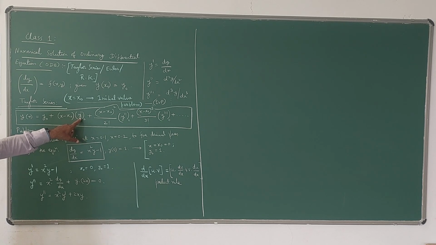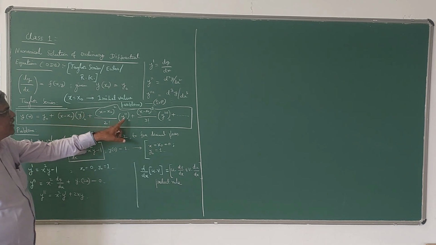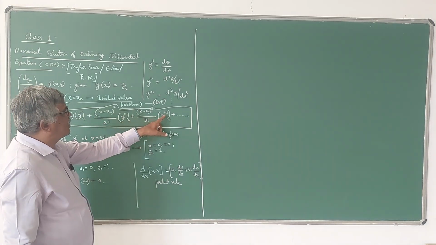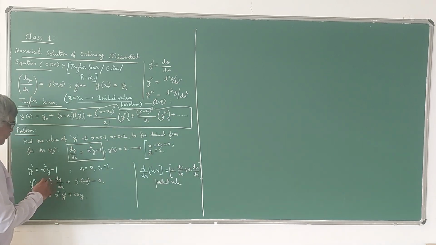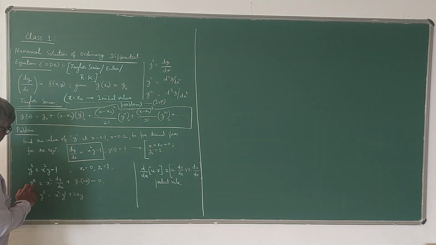I need the value of y dash naught, I need the value of y double dash naught, I need the value of y triple dash naught.